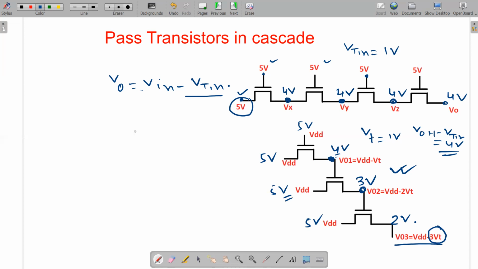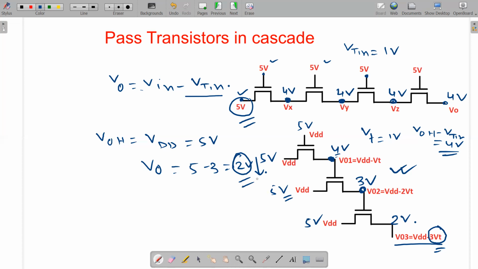So multiple threshold voltage drop takes place. As a result, previously VOH was limited to VDD, that was 5 volt. Now at the output we are getting V03, that is 5 minus 3, that is 2 volt. Now our output level became 2 volt. That is not acceptable, because we are talking about logic 1, and as per our previous definition, logic 1 is 5 volt, but here we are getting only 2 volt. So that is not acceptable. Multiple threshold voltage drop takes place if the output of a pass gate is connected to the gate input of another logic gate. So this type of structure is not desirable. Whenever you are working with the pass gate, the desired structure will be like this.